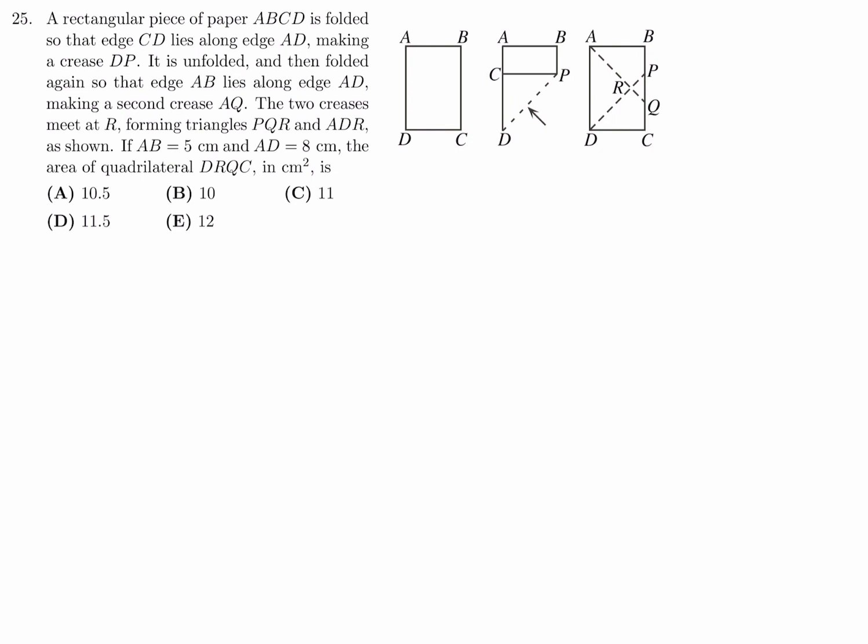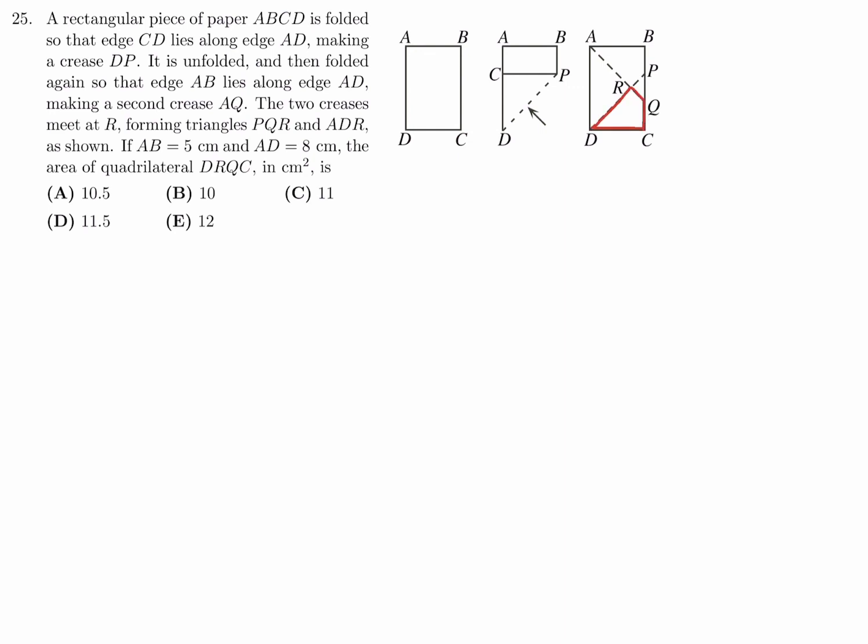A rectangular piece of paper ABCD is folded so that edge CD lies along edge AD, making a crease DP. It is unfolded and then folded again so that edge AB lies along edge AD, making a second crease AQ. The two creases meet at R, forming triangles PQR and ADR, as shown. If AB is 5 and AD is 8, the area of quadrilateral DRQC is, in centimeters squared.